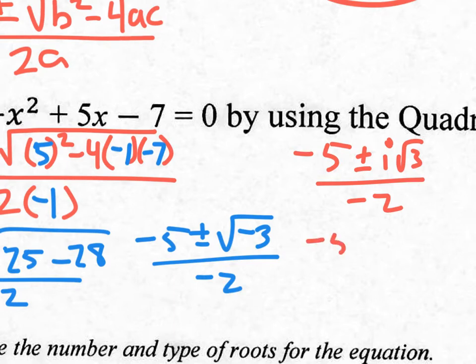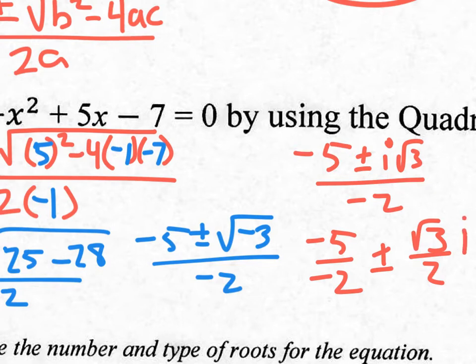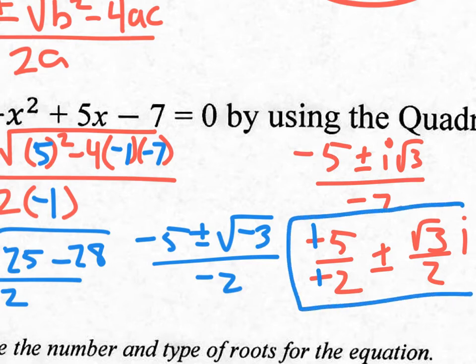So it's going to be a -5 over a -2 plus or minus the square root of 3 over 2, but the i that was in the front, let's write it out here at the end. And the only other thing you could do is change the negative divided by a negative into a positive. So there's your final answer, 5/2 plus or minus the square root of 3 over 2 i.